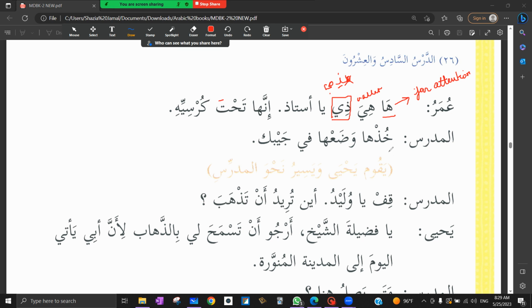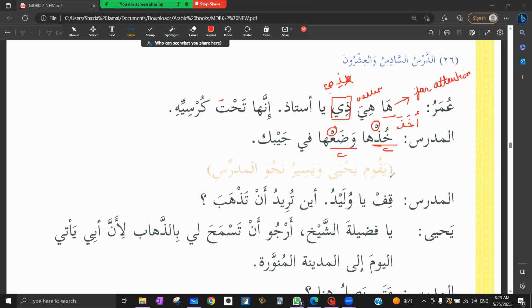So the teacher says, khudha, take. Now this is a command. Why? Because it is in sukoon, and we will learn about the verbs, how you make commands. So we will learn it inshallah. This is from akhadha. Wadaha, and keep it. This is also a command. And again this is a command. This is from wada. Fi jaybik, keep it in your pocket.